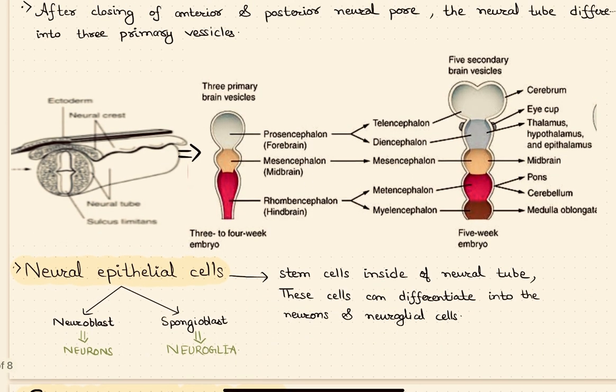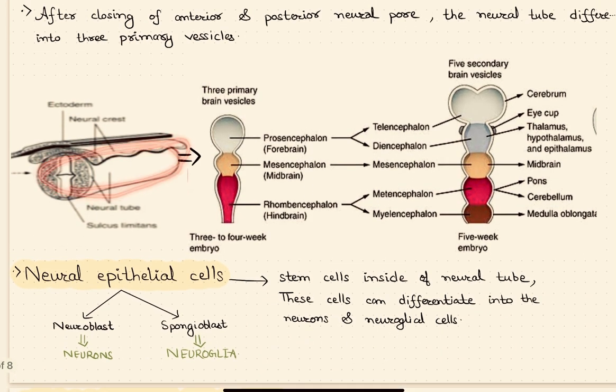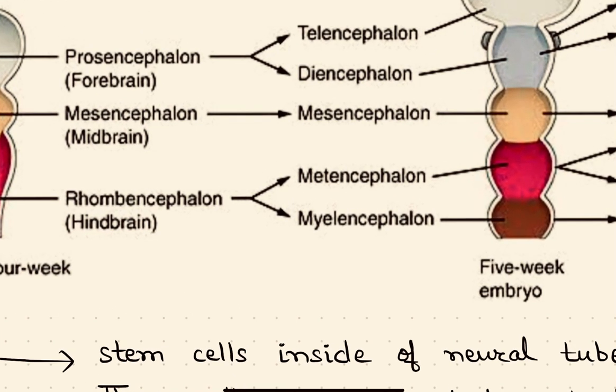Now you can see this was the neural tube, and it will form three primary vesicles. The uppermost, or dorsal, vesicle is the prosencephalon, which is the forebrain. The middle one is the mesencephalon, which is the midbrain, and the ventral one is the rhombencephalon, which is the hindbrain. I will repeat: prosencephalon, the forebrain; mesencephalon, the midbrain; and rhombencephalon, the hindbrain.